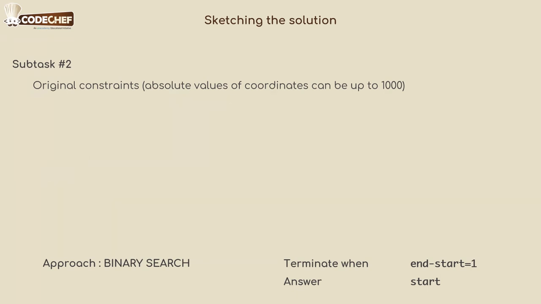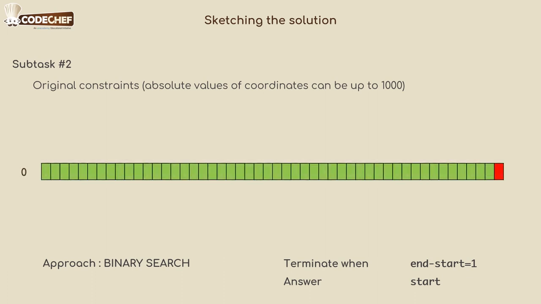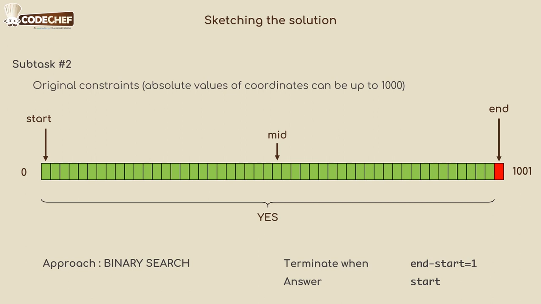Now let's take another example that will clear why we have taken 1001 and not 1000. Let us consider that the coordinates from 0 to 1000 will return yes. Now let's consider two pointers as discussed previously. So start will point to 0 and end will point to 1001. Mid will point somewhere in between. Applying the same strategy, we can see that end will keep pointing to 1001 and start will move towards end. And when end minus start becomes 1, start will point to 1000, which is our required answer.